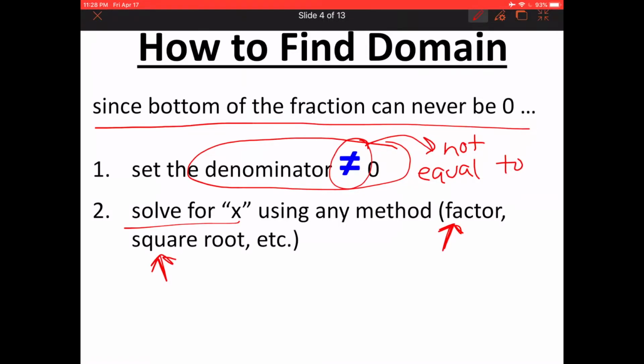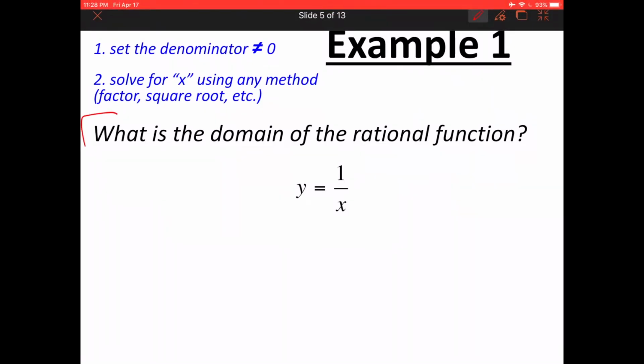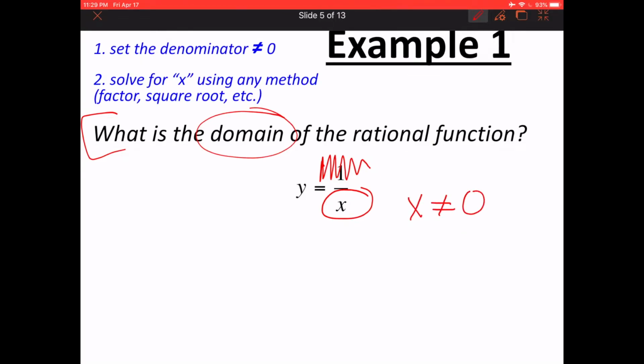Okay, so everything really is building from those chapters we've been working on. But that's it. Those are the 2 steps for finding domain. All right, so here's our first example. What is the domain of the rational function? Remember, for domain, I could care less about the numerator. I do not care about the top of the fraction. All I do is I take the denominator and I set it not equal to 0. Then I solve. Is there anything to solve here? No. So this is my answer.